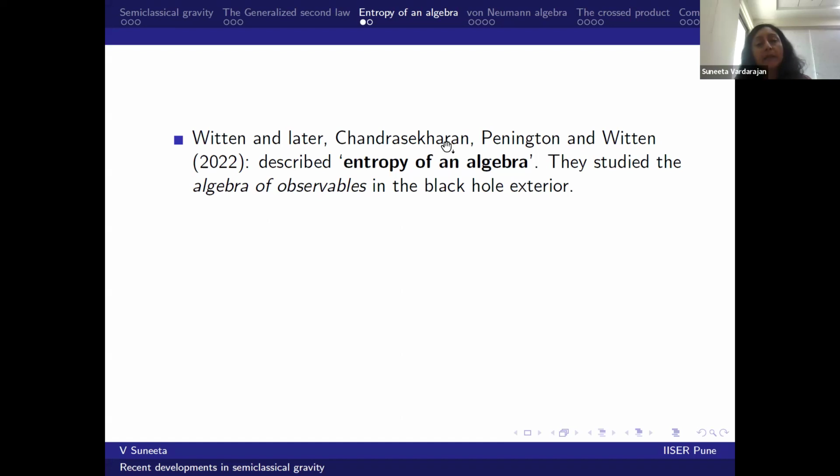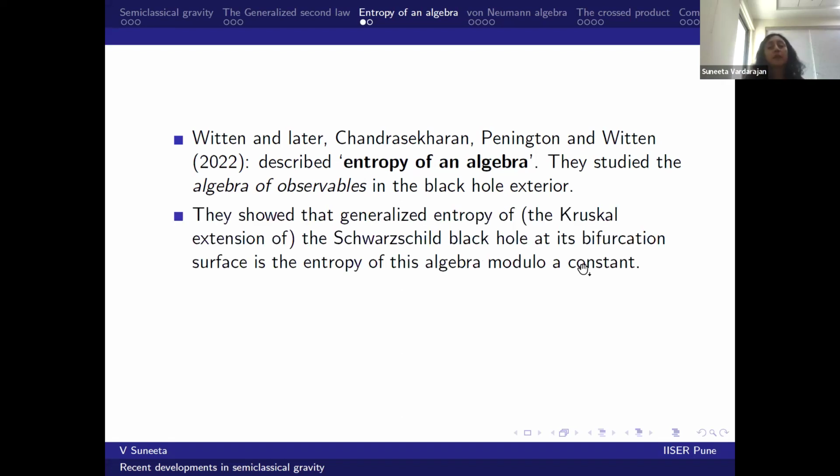So Witten and later these authors, Chandrasekharan, Pennington, and Witten, described something called the entropy of an algebra. Okay, so we are going to understand what is the algebra that's mentioned here and what you mean by entropy of an algebra. So what they did was they studied the algebra of observables in the black hole exterior. And I'm going to explain all these terms. So that's the summary of the first part, which I'm going to explain.